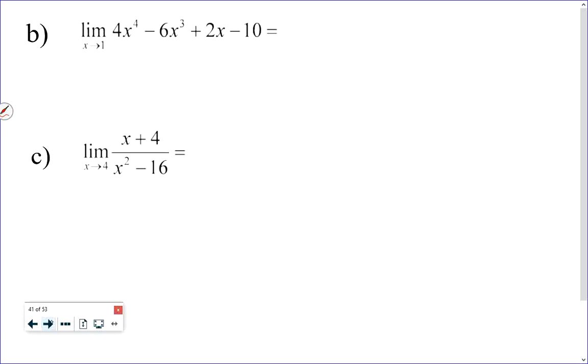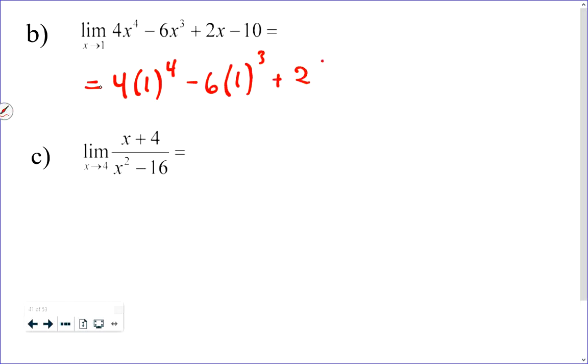The limit as x approaches 1 of that expression, well, we go ahead and we see if we can put 1 in. And of course we can. This is a polynomial function. It's defined everywhere. And we work out what this is. This is going to be 4 minus 6 plus 2 minus 10. I believe this is going to give us negative 10. So the limit is negative 10.